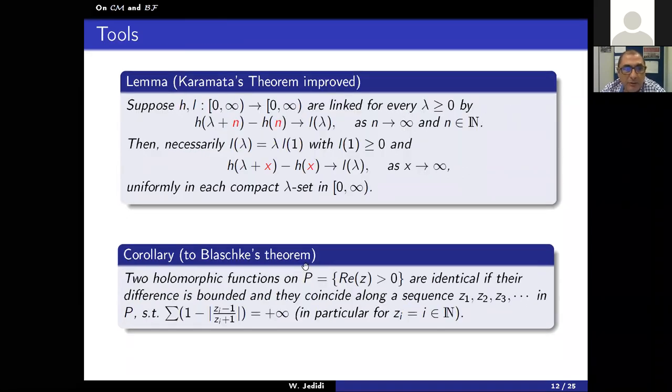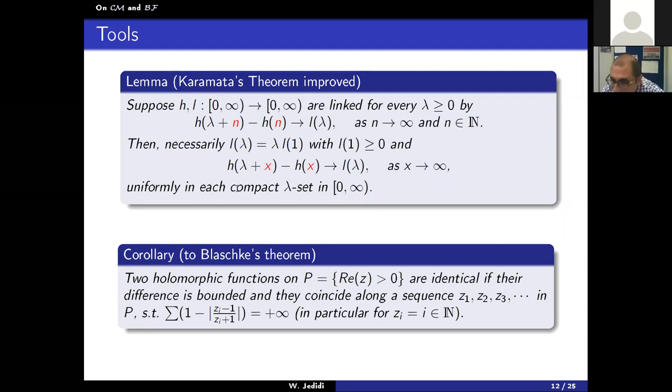We also use it. This was developed by me and Fariq. It's an adaptation of some similar technical lemmas. This one is classical. This is due to Blaschke. Two holomorphic functions are identical if and only if their difference is bounded, and they coincide along a sequence that satisfies this divergence condition.